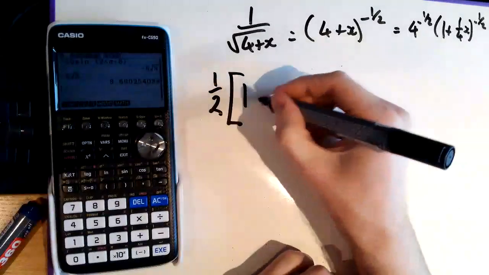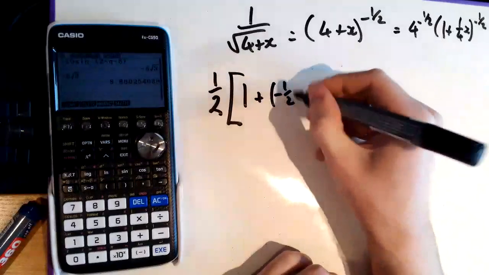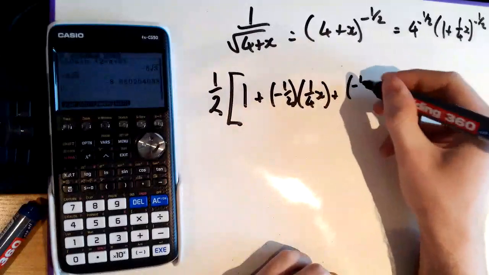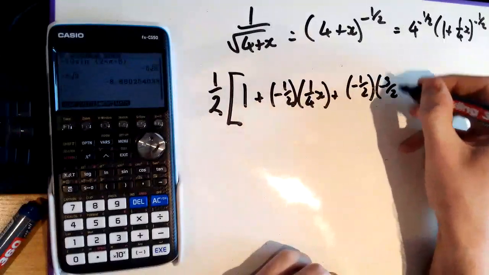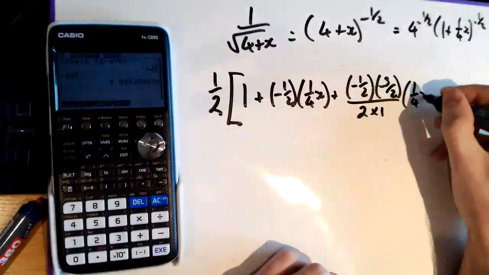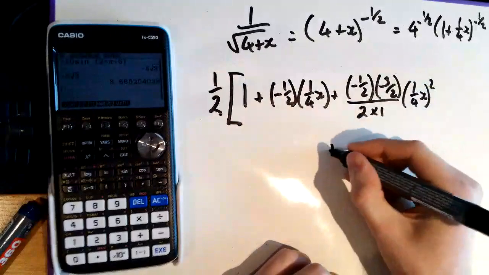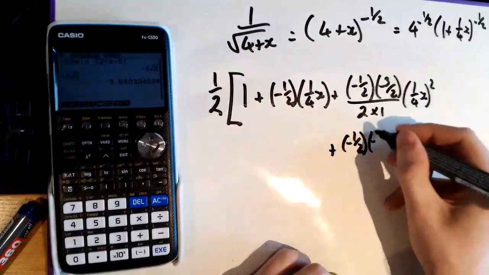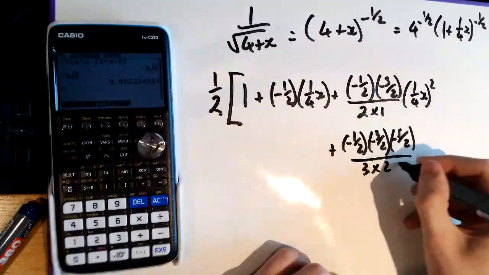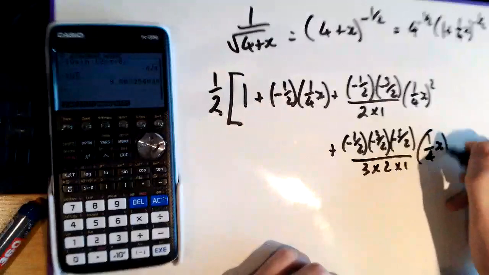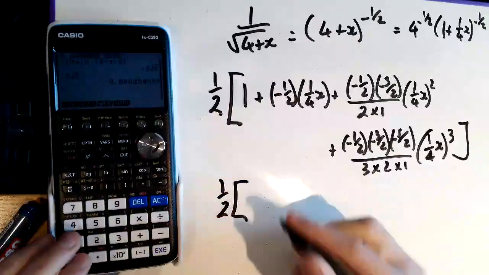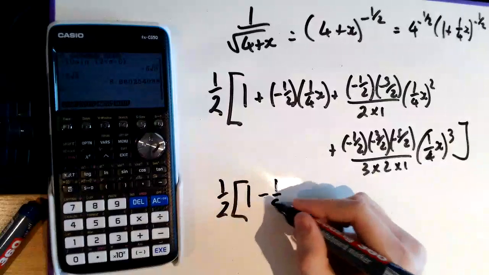So it's 1 plus nx plus n minus 1 over 2 times 1 times x squared, plus n minus 1, n minus 2 over 3 times 2 times 1, x cubed. So then I'm going to simplify this. So it's 1 minus 1 over 8x.